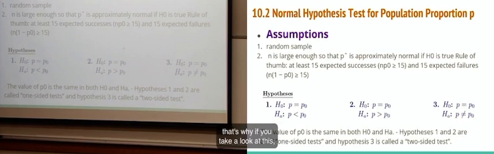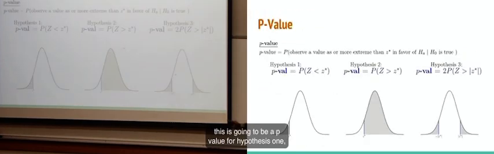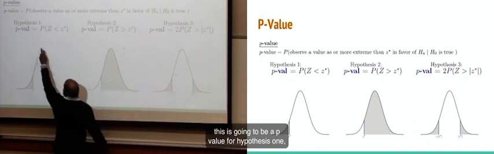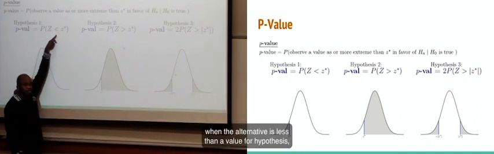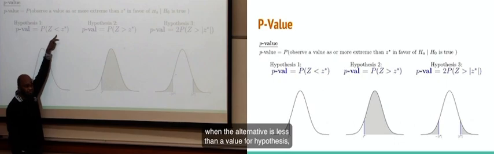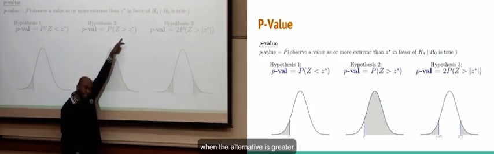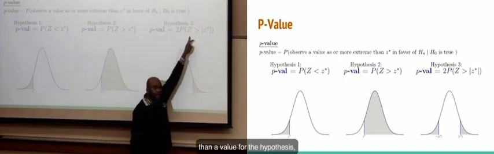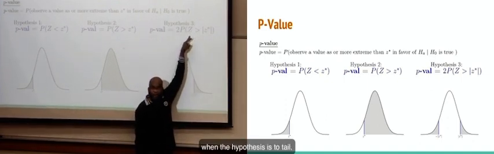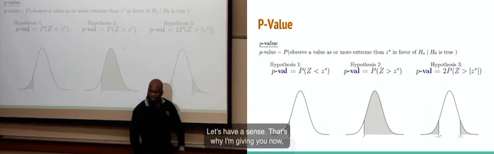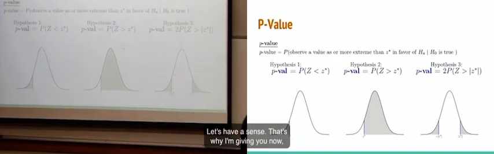So that's why, if you take a look at this, this is going to be a p-value for hypothesis 1 when the alternative is less than, a p-value for the hypothesis when the alternative is greater than, and a p-value for the hypothesis when it is two-tailed. Does that make sense? That's what I'm giving you now.